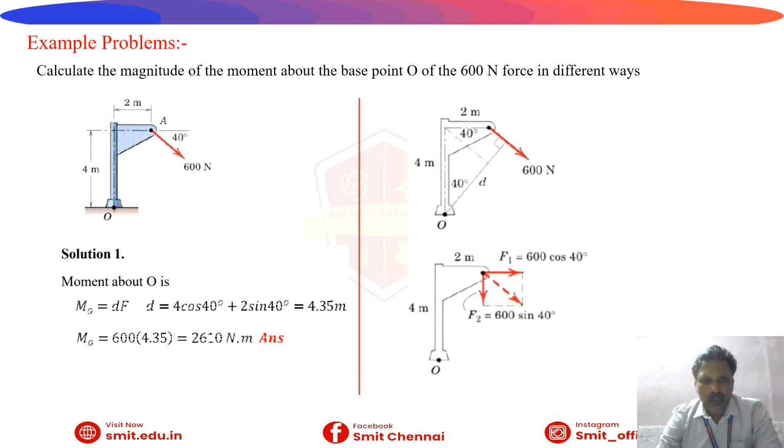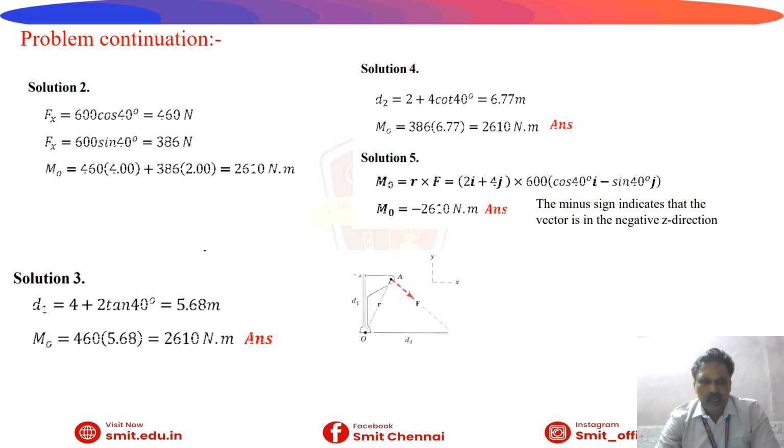What is our D? D is nothing but the component of 40 degrees, that is cos 40 and sin 40. Finally, after multiplying with 600, we get 2610 Newton meter. Initially we did not take 600, we took only the distance. Then we located the same diagram. On the right hand side, the components are split up and given with the various sin and cos. Then again the continuation.